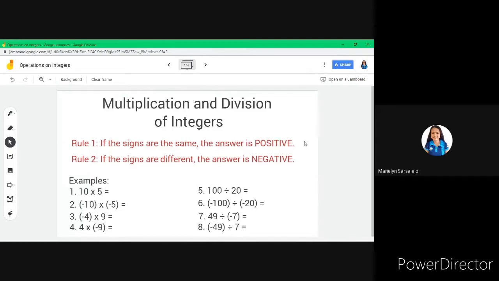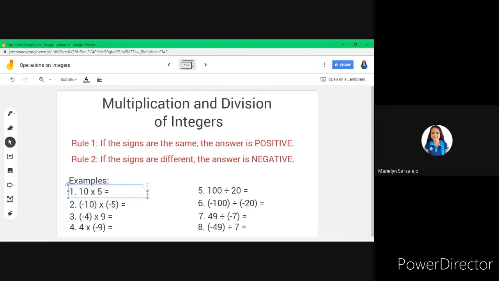So, we have 2 rules to remember. The same pa rin silang rule. Okay, rule 1, if the signs are the same, the answer is positive. And rule number 2, if the signs are different, the answer is negative. Mao ra jud nay timan-an nato. Okay? Duha ra gyud ka rule. Applies to both multiplication and division of our integers.